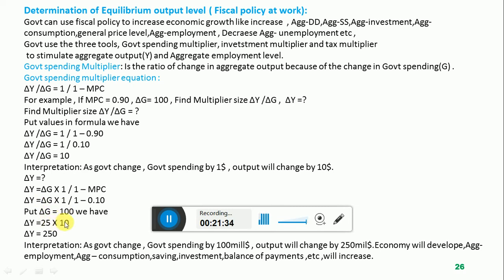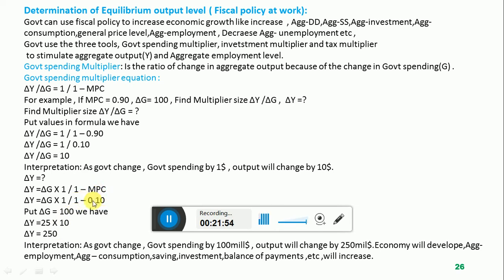So 100 multiplied by 10, change in output will be 1000. Change in output will be 1000. So there is a little typing mistake. Sorry students, I already recorded this video for 21 minutes, so I cannot repeat it again. That is why I am repeating that there are little technical mistakes.